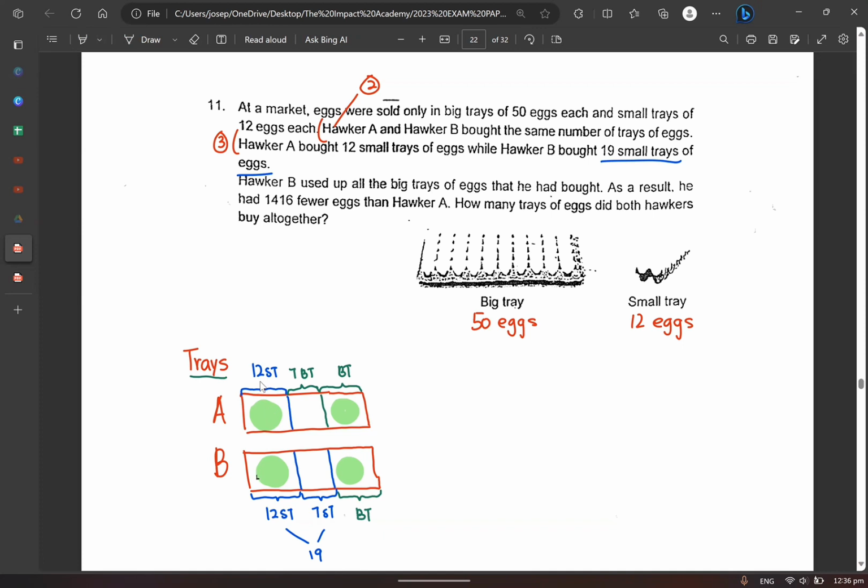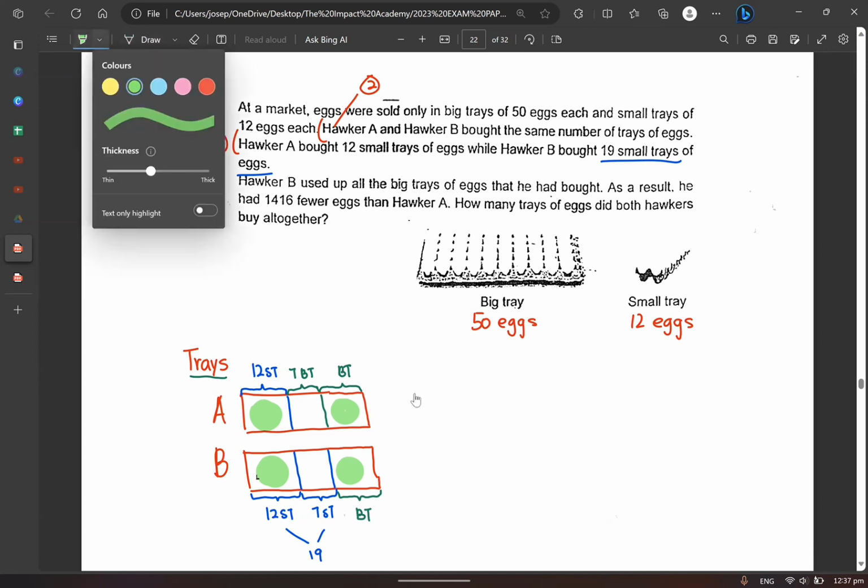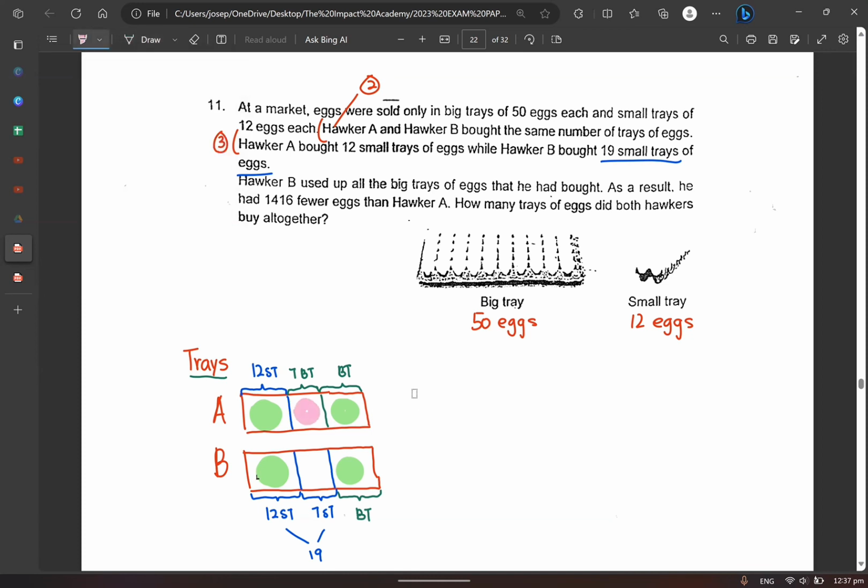Now, if you're wondering why, let's take a look at the first one. If I have 12 small trays and 12 small trays over here, isn't it true that the number of eggs will be the same? And then if I look at the next one, let me be more specific, the number of big trays over here and the number of big trays over here are also the same. That means the number of eggs will also be the same. The only thing that is different is whatever is over here, which I'm going to highlight in pink.